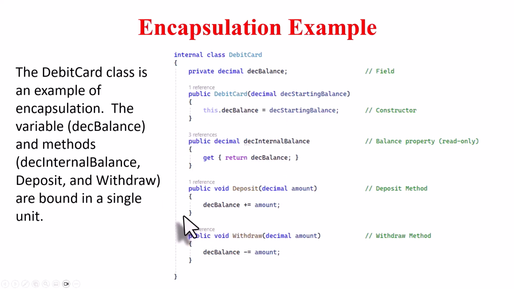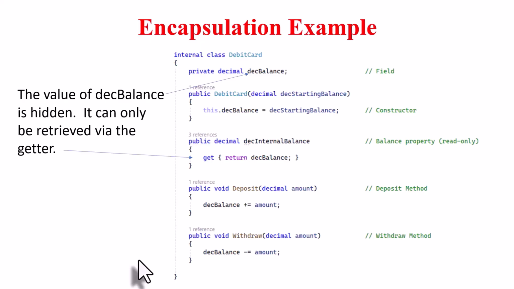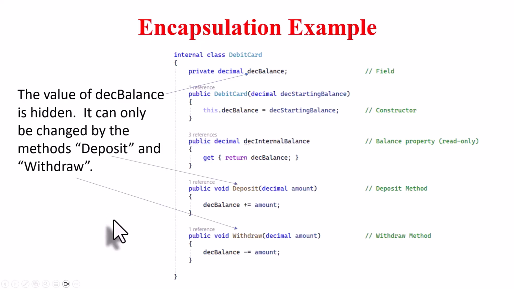It's all protected. The value of decBalance is hidden. It can only be retrieved via the getter. The value of decBalance is hidden. It can only be changed by the methods deposit and withdraw. These two methods can make the change to it by bringing in an amount and applying it to the decBalance here. Plus equals, minus equals.